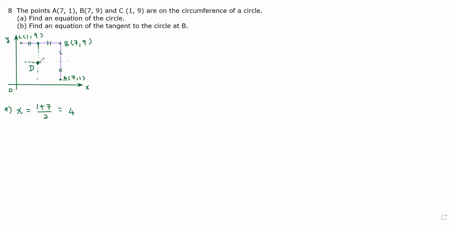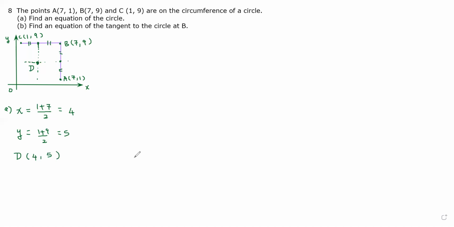So let's say D here is the center. You cannot use C because C has been used. So D is the center of the circle. Then the y-coordinate of D is the y-coordinate of the midpoint of AB, and we just average the y-coordinates of A and B. That will give us 5. So the center of the circle, D, has coordinates 4 and 5.